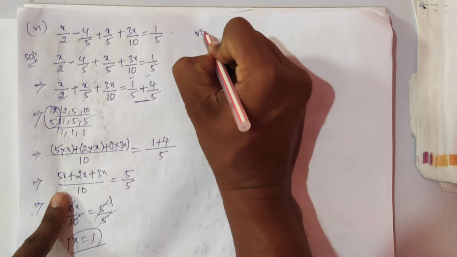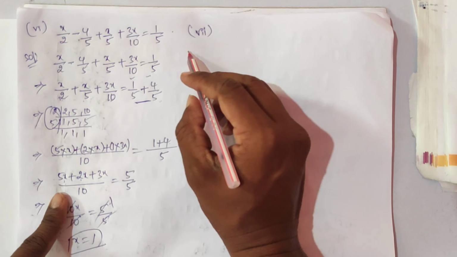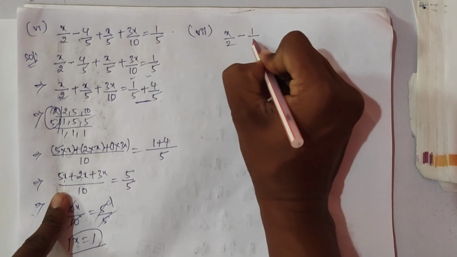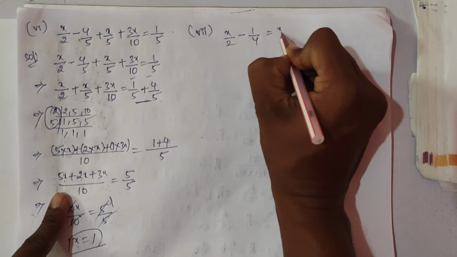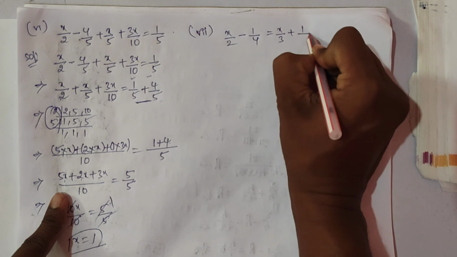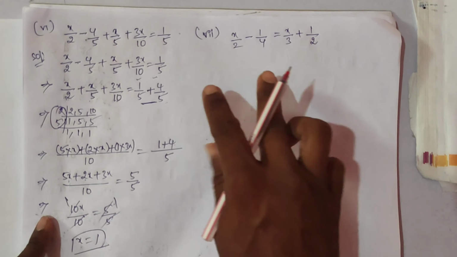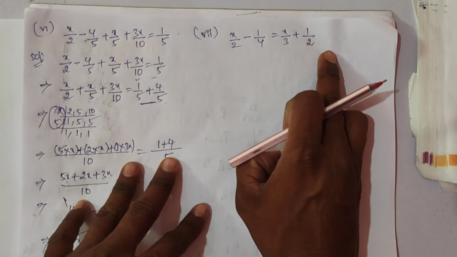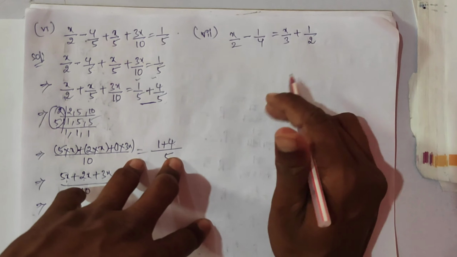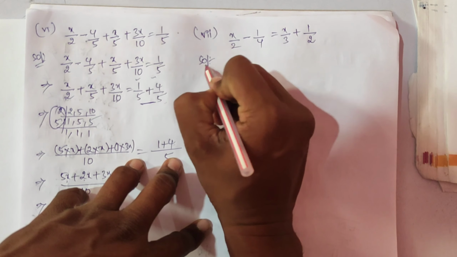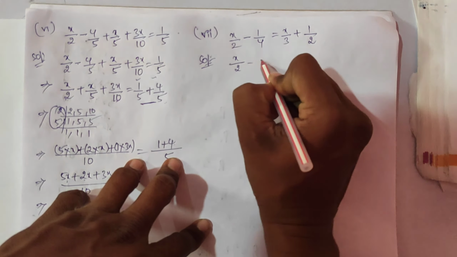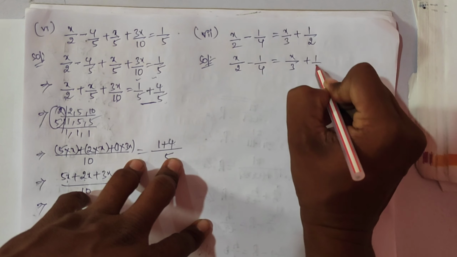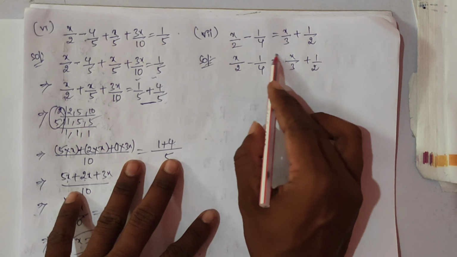Next, question number 7. Question number 7 is what? x by 2 minus 1 by 4 is equal to x by 3 plus 1 by 2. Okay. Given on both sides: variable, constant, variable, constant, in the form of fractions. First we will write the equation. x by 2 minus 1 by 4 is equal to x by 3 plus 1 by 2. Right. Now separating these terms here.